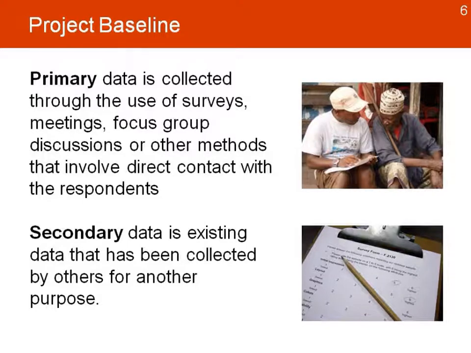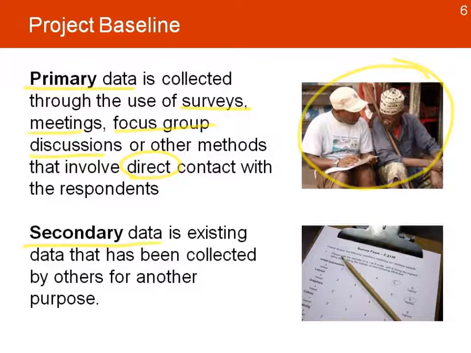When we're looking at baseline data, we need to look at 2 sources and types of information. The primary data is the one that's collected through the use of surveys, meetings, focus groups, discussions, or any other methods that involve direct contact with respondents. That means that either the project team or partners have direct contact with the project participants and are able to collect the data directly from the source.